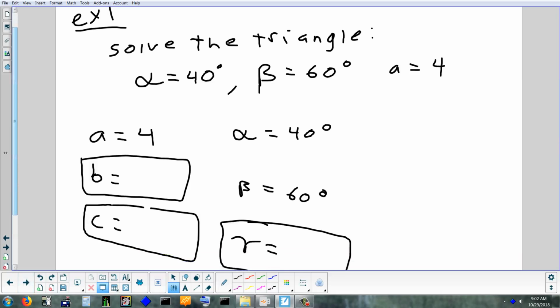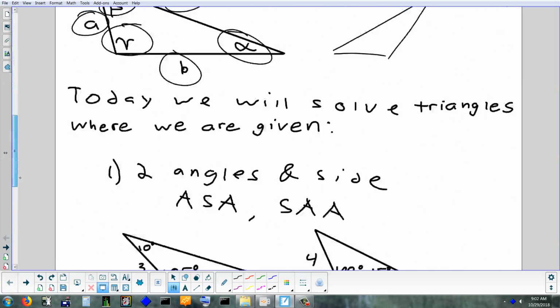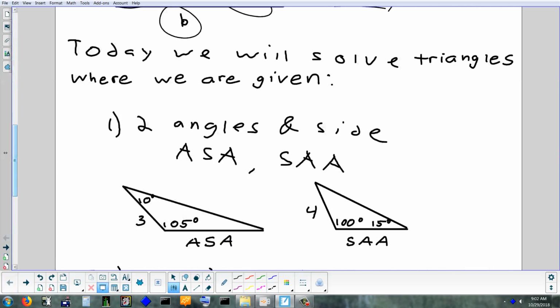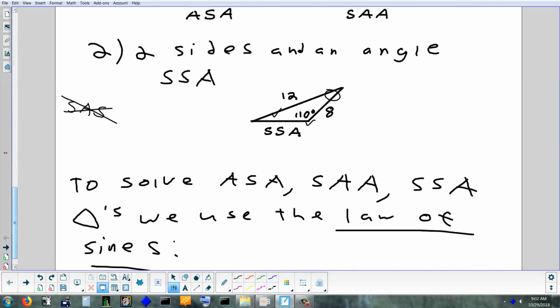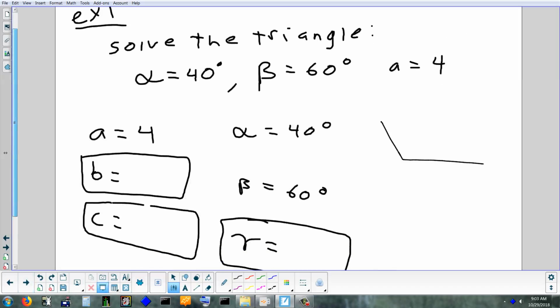What's the other thing I said we want to do besides make a table? Yeah, let's make a sketch, and that's going to tell us whether we have angle, side, angle, or side, angle. So let's make our sketch. Okay, remember you can label it any way you want, as long as you put A across from alpha, put B across from beta, and then put C across from gamma.